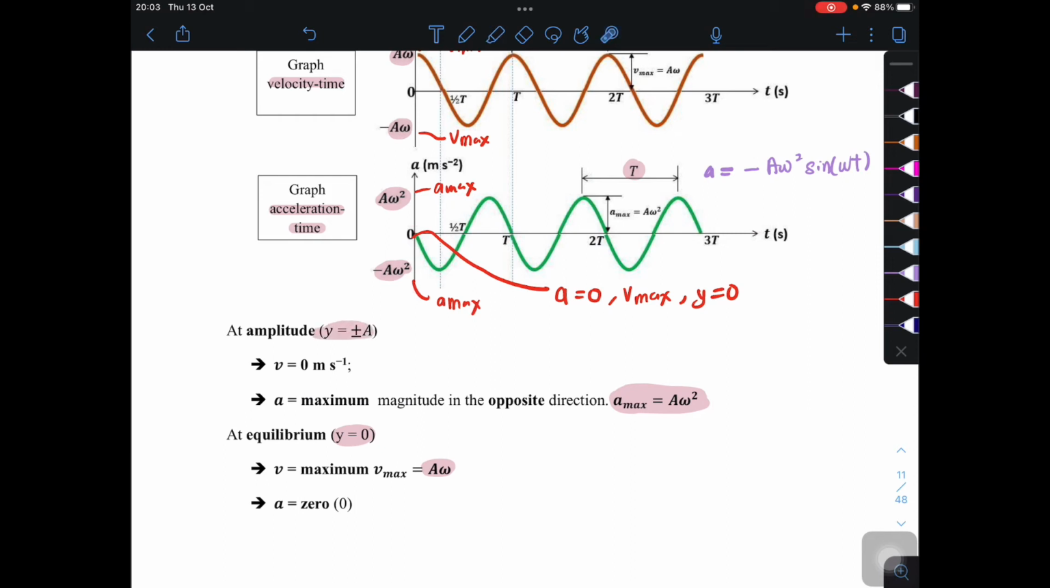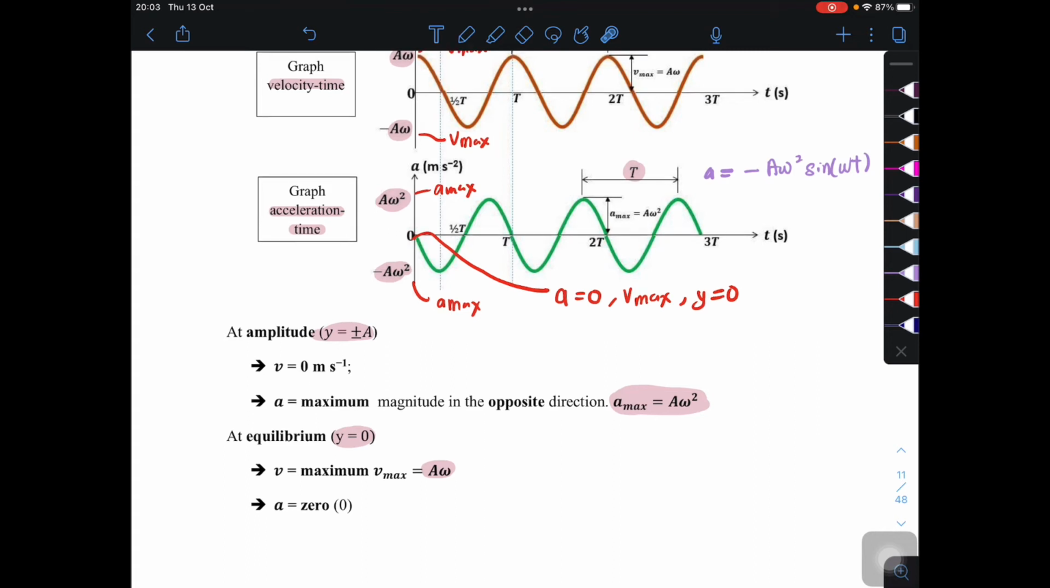Next one is when y is equal to 0, which is at equilibrium. Macam yang Miss cakap lah tadi. So apabila y sama dengan kosong, V is equal to maximum. So V is at maximum. A is equal to 0. Okay, acceleration will be equal to 0.